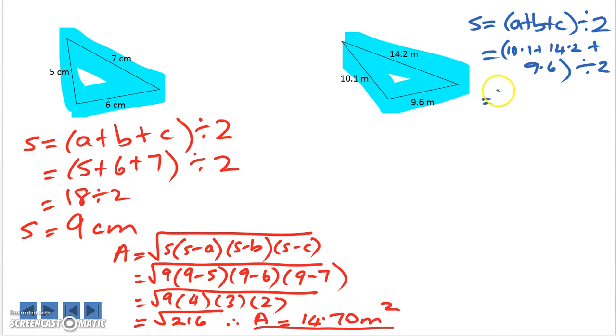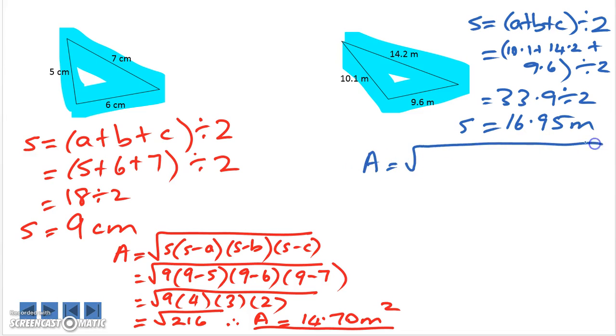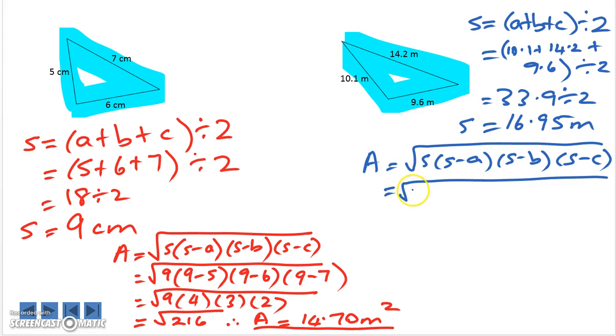33.9 divided by 2, and that equals 16.95 metres. So then using that in our new Heron's formula, so it takes a bit of time, but that's part of communication. So 16.95 minus A, and I haven't got much space to fit this in.